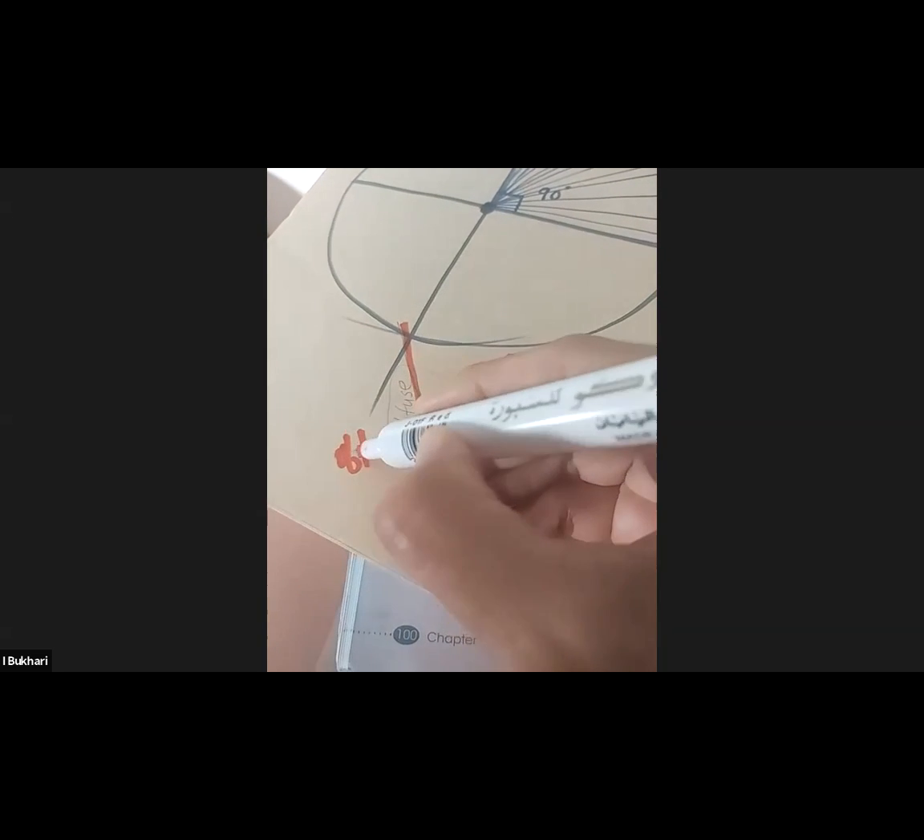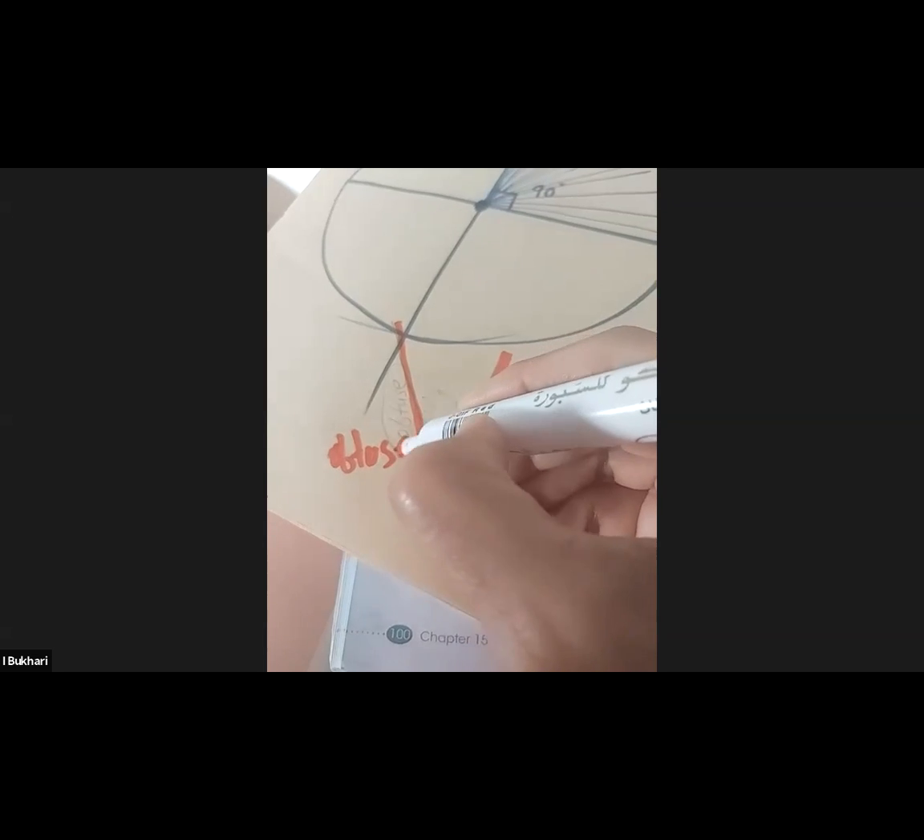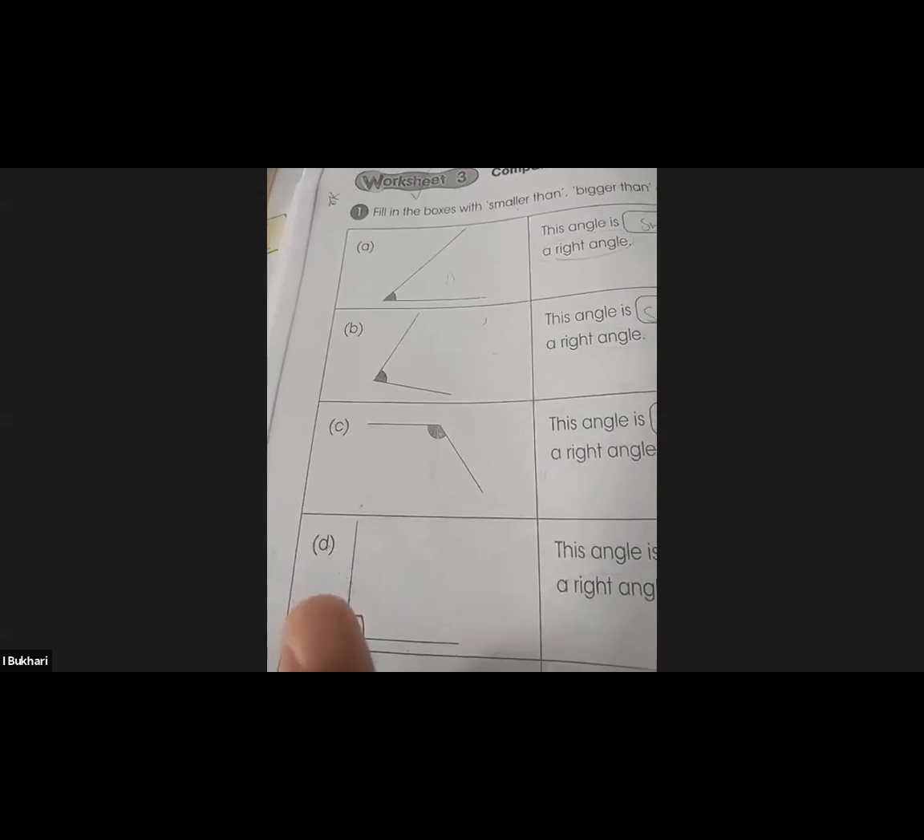O-B-T-U-S-E, obtuse angle. These terms are not mentioned in your book, but your teacher has been using them, so I thought that let's get familiar with them. Now, what about this? This angle is equal to, less than, or greater than a right angle?